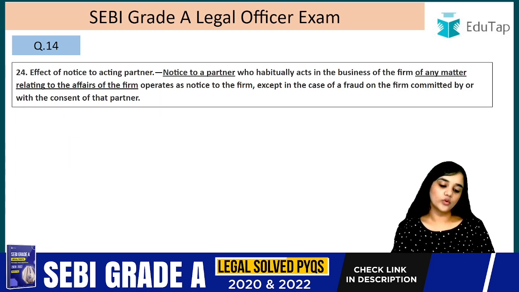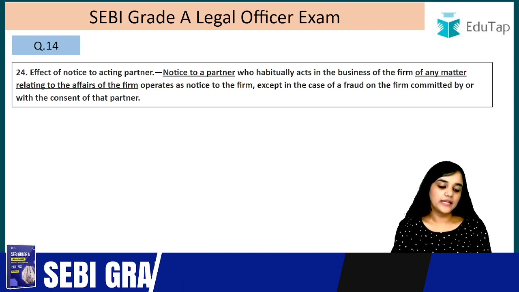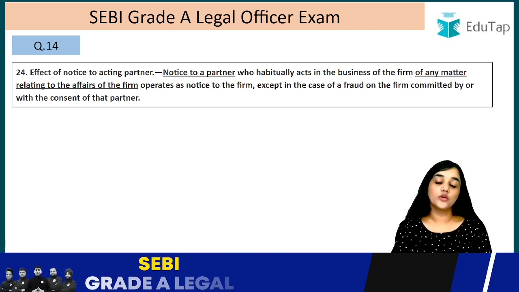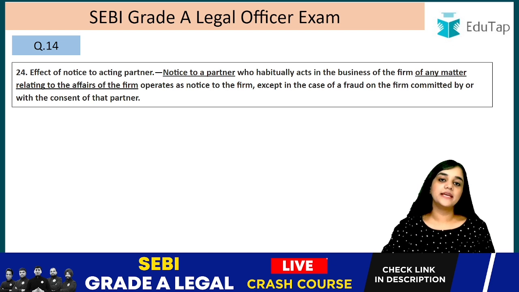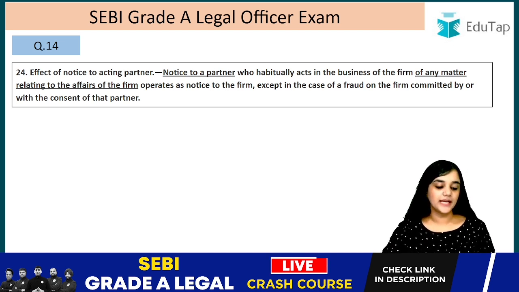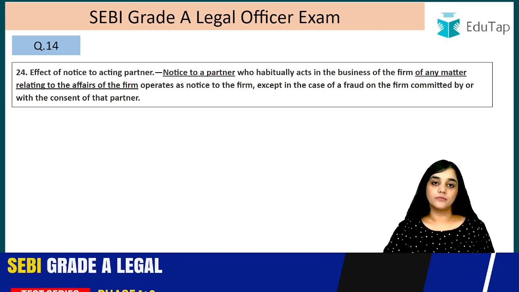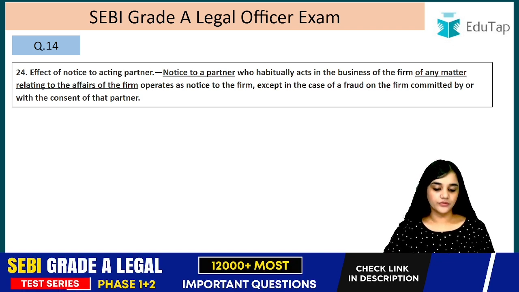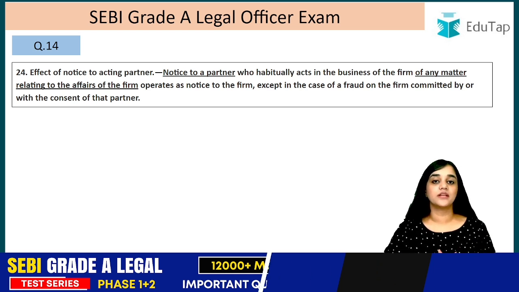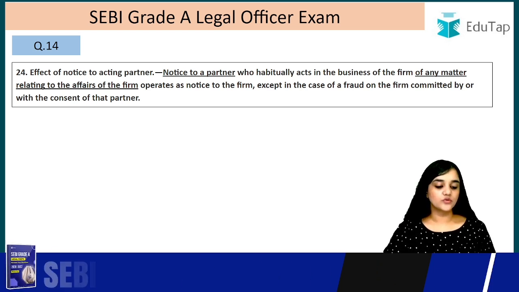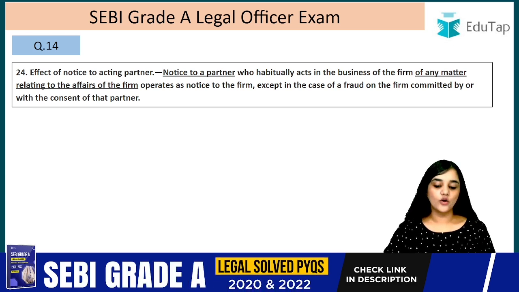Let's read this section. Notice to a partner who habitually acts in the business of the firm. So he who habitually works, that means he is an active partner. He is not a sleeping partner, right? He is an active partner of any matter relating to the affairs of the firm. Any matters relating to the affairs of the firm operates as a notice to the firm. So if the notice has been given to an active partner, it is deemed that the notice has been given to the firm, except in the case of fraud on the firm committed by or with the consent of the partner. But in case of fraud, this is not going to be a valid notice.